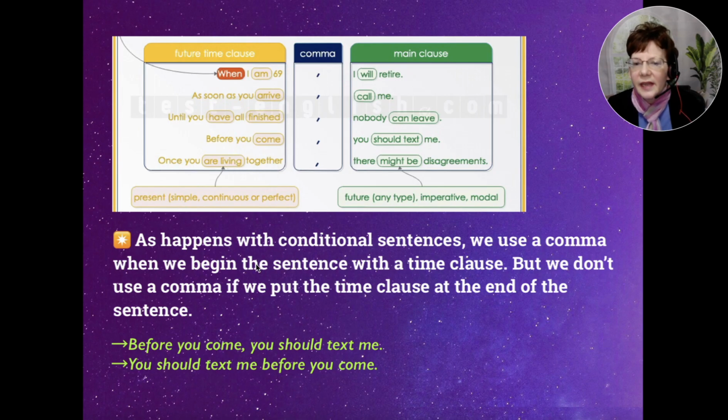All right. As happens with conditional sentences, we use a comma when we begin the sentence with a time clause, but we don't use a comma if we put the time clause at the end of the sentence. So, before you come, you should text me, just like up here in this example. Or turning this around, you should text me before you come. No comma here in this case.